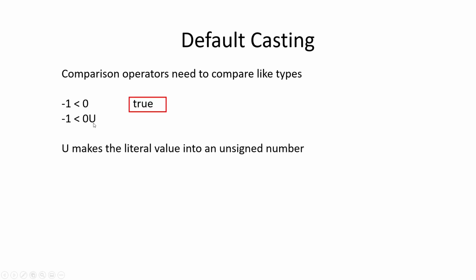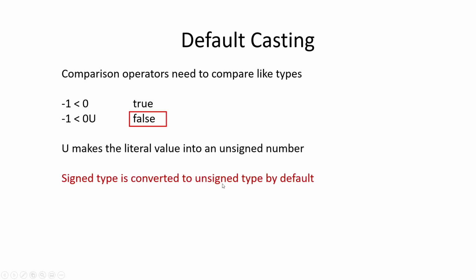Now, if I add this u here, that's going to make this 0 an unsigned number. And so when I compare -1 to an unsigned 0, this is a question: which way do we do this conversion? It's automatically going to convert one of these numbers. And the answer is that it converts the -1 into an unsigned value. So it switches them to unsigned by default.